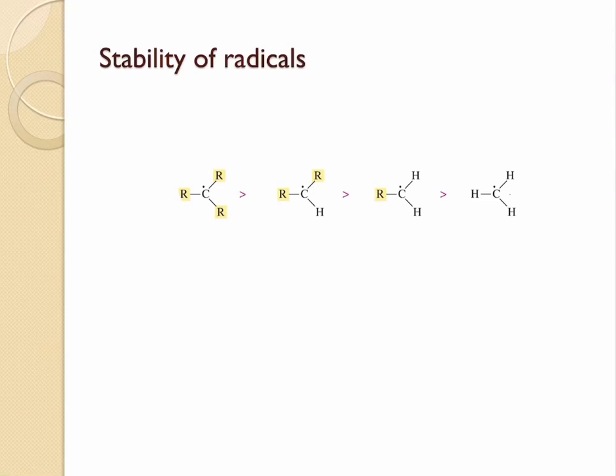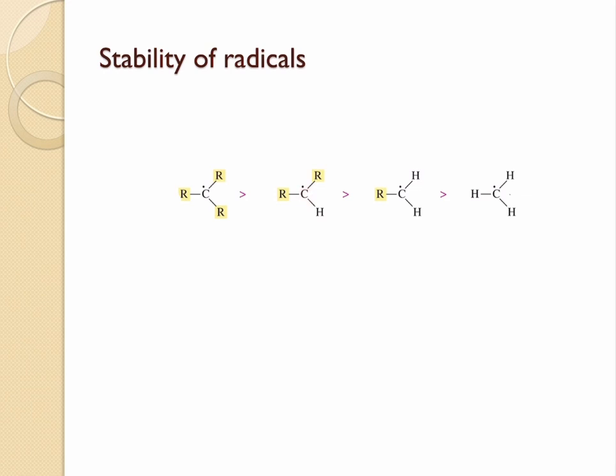Radicals can be classified as primary, secondary, and tertiary according to the carbon that bears the unpaired electron. If the unpaired electron is present on a tertiary carbon, then it's called a tertiary radical. If it's present on a secondary carbon, then it's called a secondary radical, and so on.